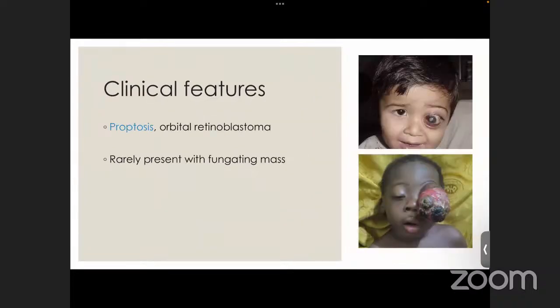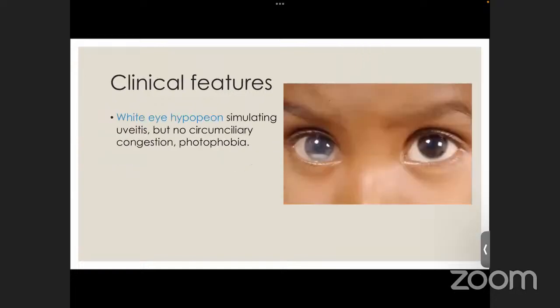In advanced cases, when the orbit gets infiltrated, the patient will present with proptosis and rarely with a fungating mass. Sometimes the patient will present with hypopyon, which simulates uveitis. But as you can see, there is no circumciliary congestion. There will be no AC cells, no AC flare. There will be only hypopyon. So this condition is known as white eye hypopyon, and this is nothing but tumor cells present in the anterior chamber, which is characteristic of retinoblastoma.